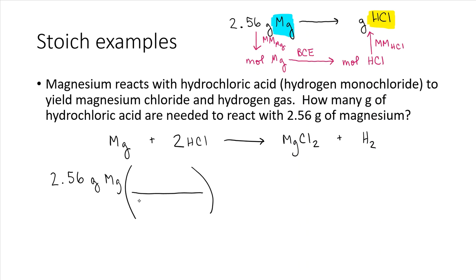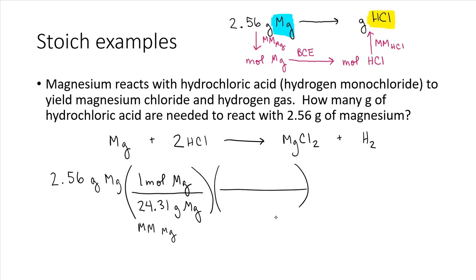The periodic table tells us that there's 24.31 grams of magnesium in every 1 mole of magnesium. Please, for the love of all things, don't forget your unit and your label. You're going to start to get super confused if you don't label things. So this is the molar mass of magnesium.